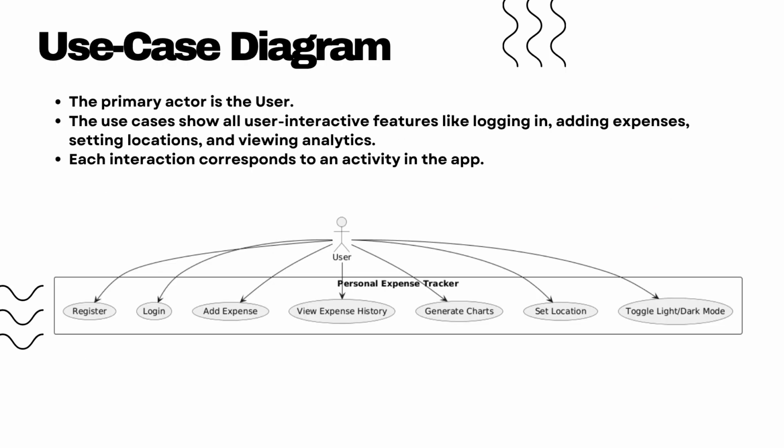Now let's explore the app's functionality through its use case diagram. Here the user interacts with all core features: authentication for secure access, expense management adding new records and reviewing past spendings, data visualization through dynamic charts for trend analysis, utility features like geolocation tagging and theme customization.